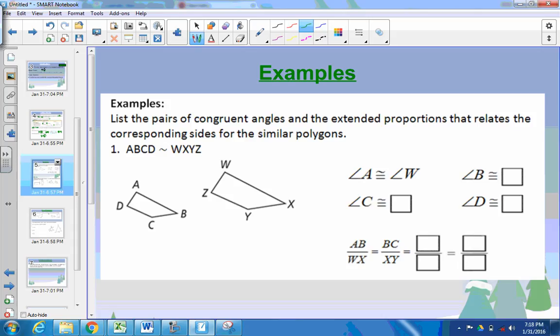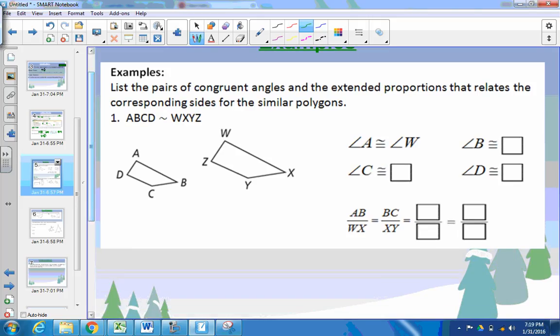So, a couple examples. This first part says, list all pairs of congruent angles and the extended proportions that relate to corresponding sides for the similar polygons. So we know that polygon ABCD is similar to WXYZ. So angle A has to be congruent to angle W. Angle B would have to be congruent to angle X. Sometimes they're not always going to be in the same direction, so you might have to look at the letters that correspond. We know that angle B has to go with angle X, angle C would have to go to angle Y, and angle D would have to go with angle Z.